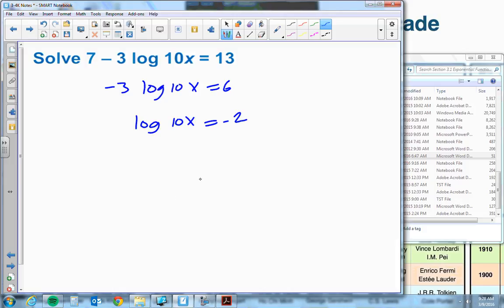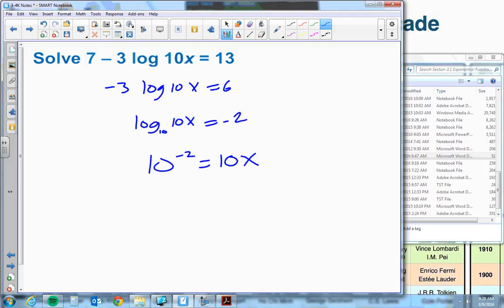What's the base, by the way? I think now's a good time to write that down. Because when you get it so you have a log equals a number, you can just rewrite the whole thing as exponential. What would the base be? 10. 10 to the power of what? So this base to that power equals the argument. Now you have an equation you can solve.